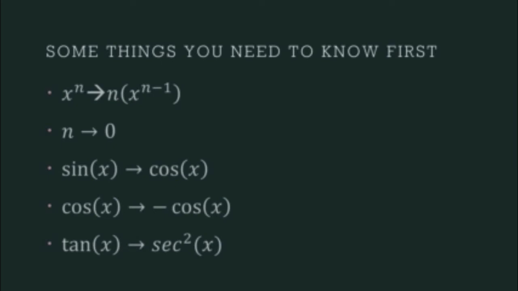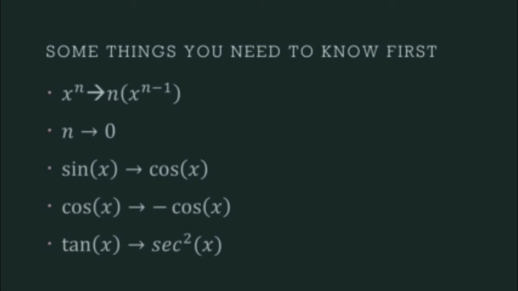Now, here's some things that are a little harder to explain how they get these derivatives, but essentially you just need to remember them. So sine of x always goes to cos of x. Cos of x always goes to negative sine of x. So these ones are pretty easy to remember because they lead into each other.